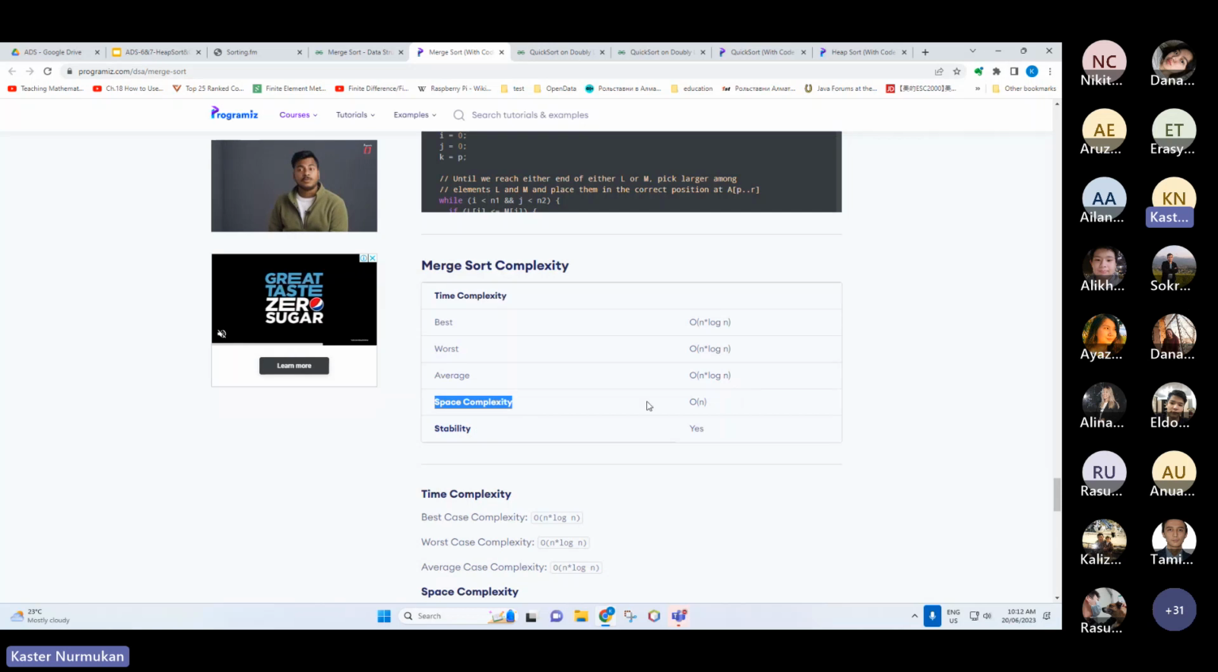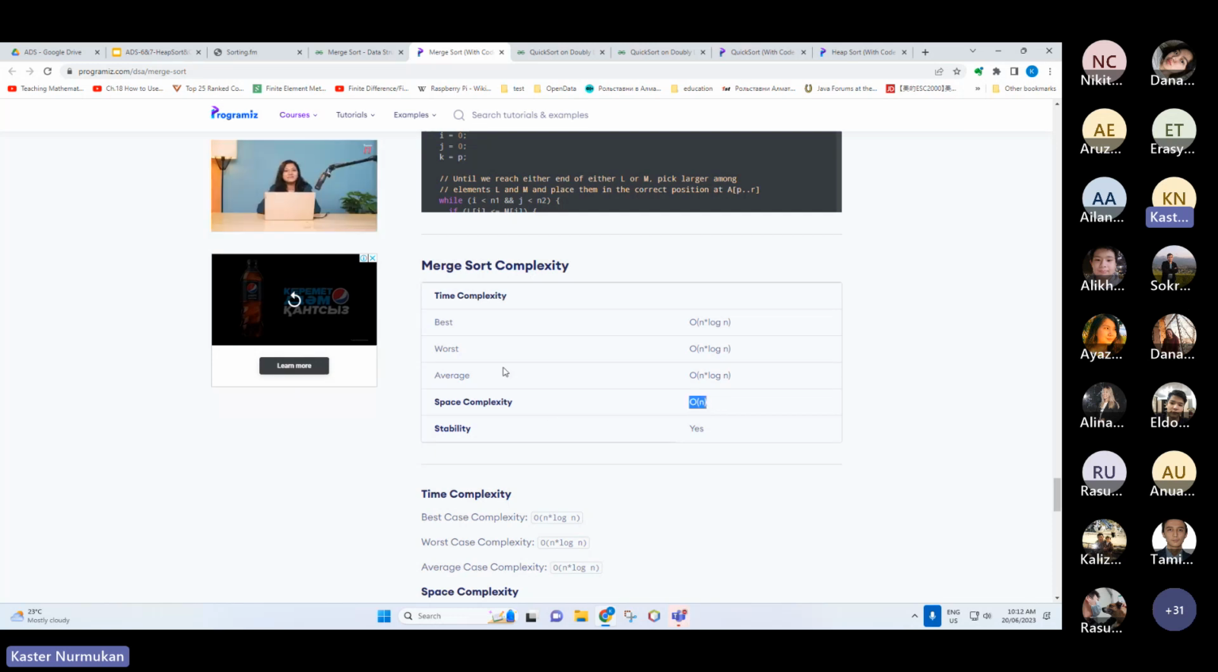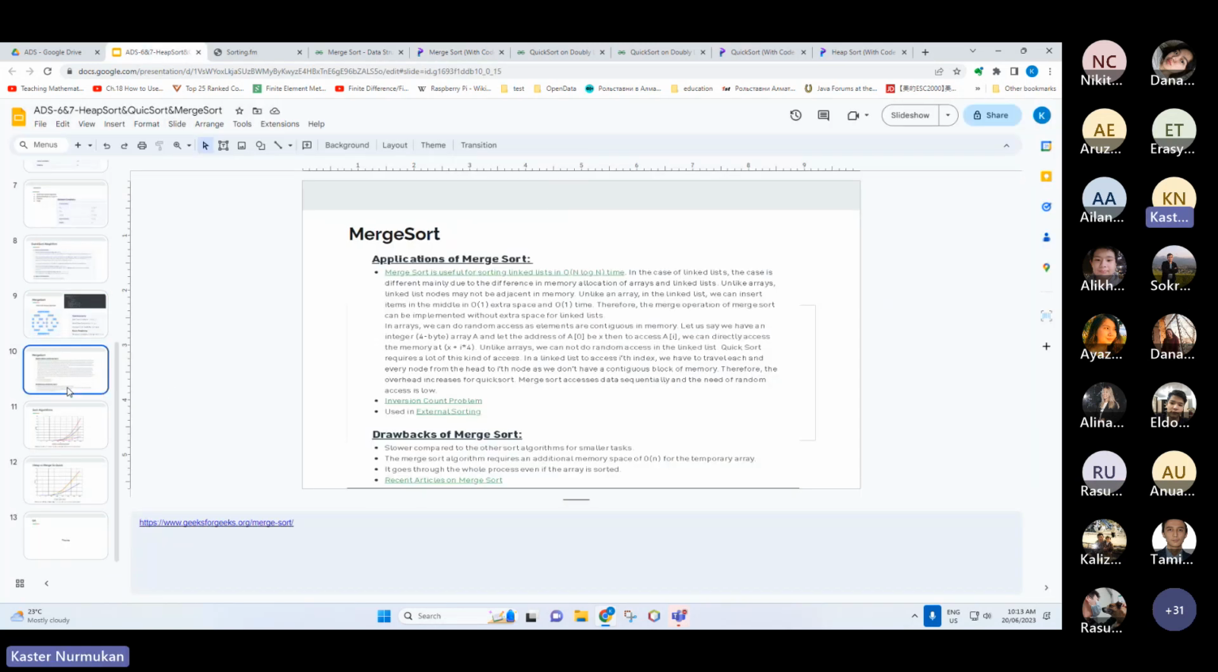Space complexity is worse than Quicksort. And the best one is, of course, Heapsort. Second one is Quicksort. Third one is MergeSort. All right. So that's another comparison.